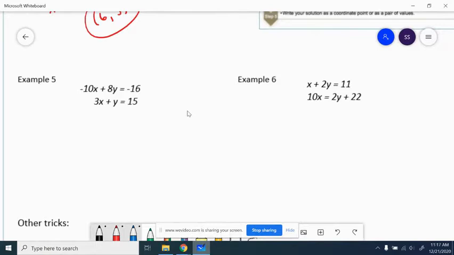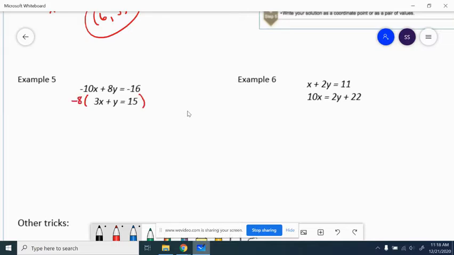So number 5, it's kind of a poor example because the best method to use would be substitution because we have the coefficient of 1 in front of y. So this would be a very easy equation to solve for y. But I do want to show you that you can use either method for these. So I'm going to use elimination.